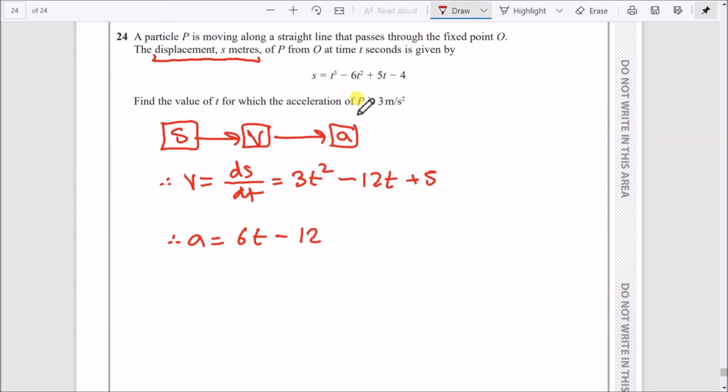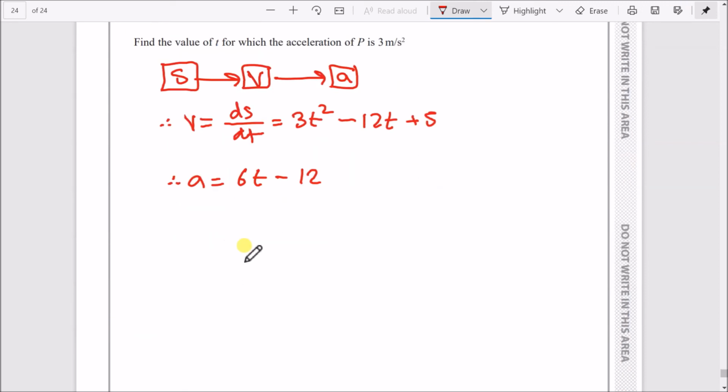It says find the value of T for which the acceleration is pretty much equal to 3. In other words, replace A with 3 and solve for T. So since A is 3, copy the whole equation. So you got 6T minus 12. Okay, hold on, is it working good? Yeah, it's working. So to find T, just solve for T. So add 12 across, you got 15 equals 6T.